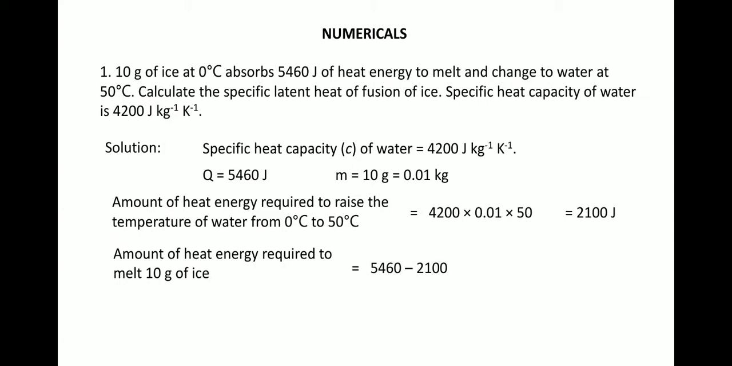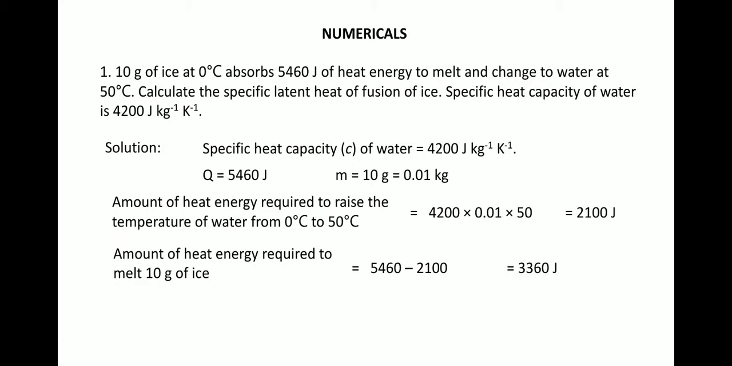Okay, so 5460 is the total amount of heat energy, and 2100 joules is the amount of heat energy which is required to raise the water from 0 degrees Celsius to 50 degrees Celsius. So when you subtract this heat energy from the total heat energy, then we'll get 3360 joules. That amount of heat energy is required to melt 10 gram of ice.